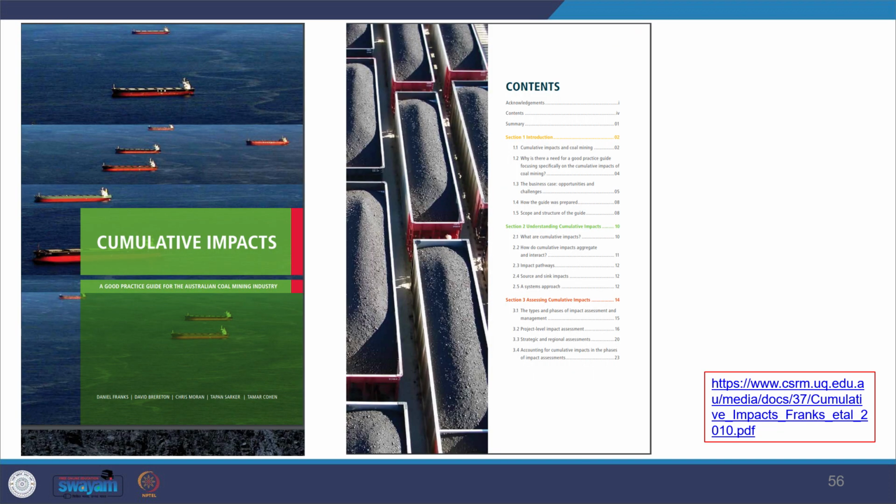And then there's another guidance available on cumulative impacts. This one is related to the Australian context, and it's related to the coal mining industry. You can see how they define cumulative impact, and then how you assess cumulative impacts. So all that is given. I've also given you the link so that you can download the document.